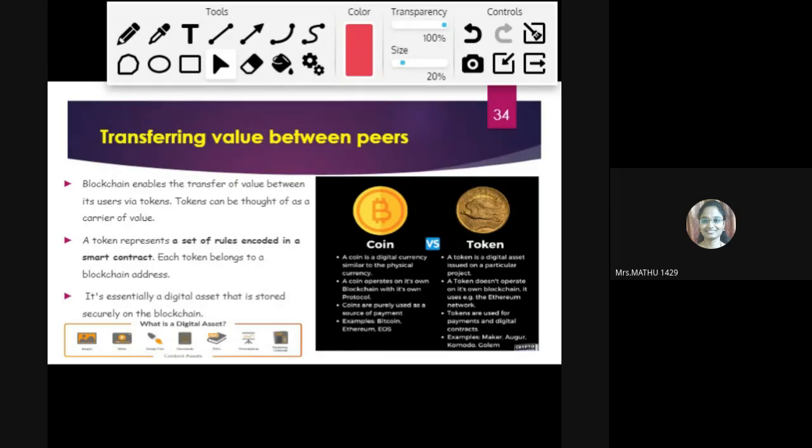It means that it is not simply transferring a document. It means that you're transferring the value of that land. So you're transferring the land to that particular party. So it is transferring value between the peers, and that is possible in the blockchain.